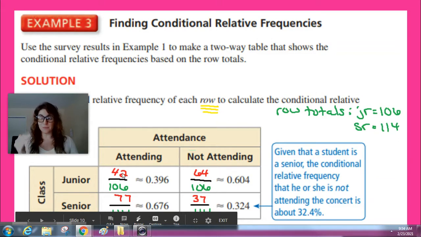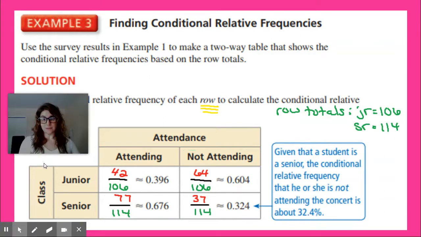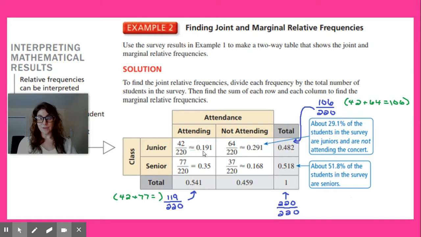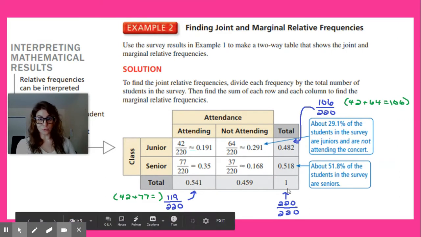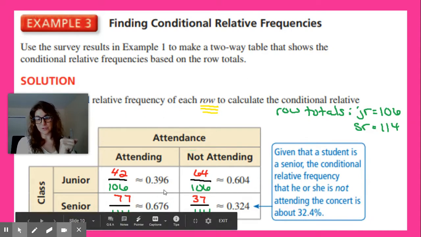So again, completely up to you. You can make it as a fraction, leave it. You can make it a decimal, or you can make it a percentage like you see out here. Again, it's your own personal preference, but just know the difference between this one and the previous one, right? So our previous one, that is joint and marginal, are out of the total. Conditional is when I put a condition on it. I'm telling you to only look at a specific row or a specific column to figure it out. So in this case, it was looking at the classes as opposed to the attendance. And that's why our denominators changed to go with the row's total.